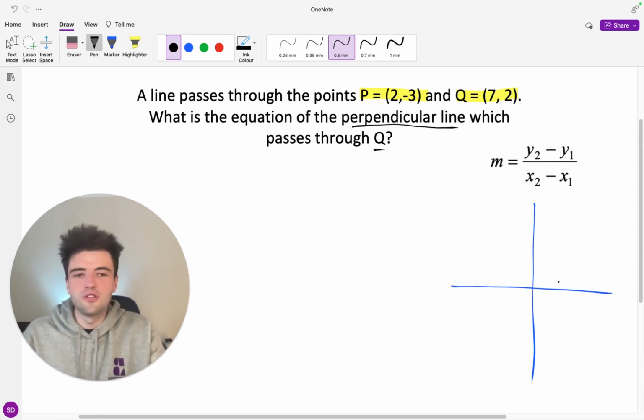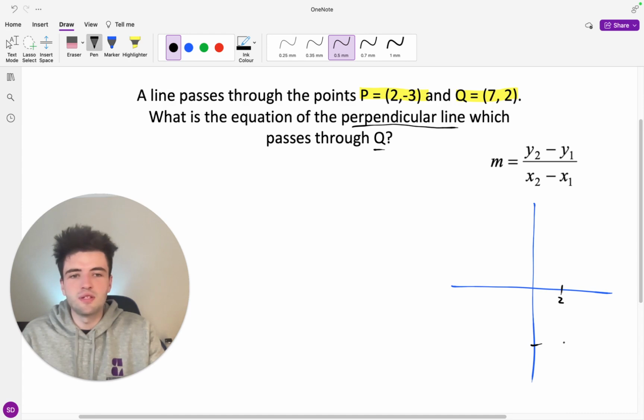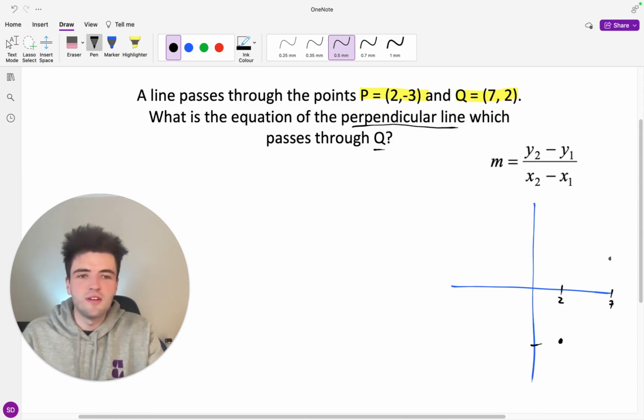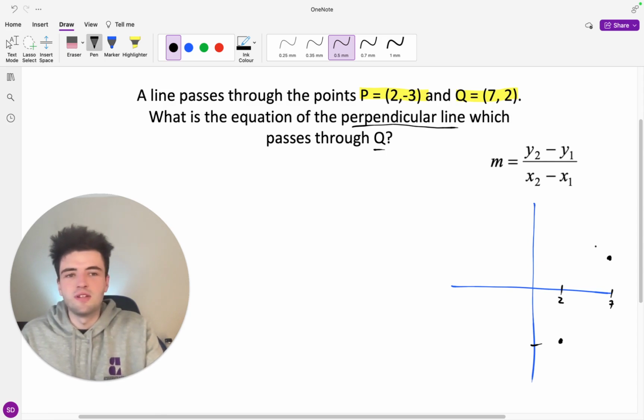And so just to quickly draw what's going on here, we can find roughly where P is. It's going to be somewhere down here like this. And then Q is going to be at the point (7, 2), which is going to be across at 7 on X and then up at 2 here. So it's going to be something like this. And so we can just label our points here.